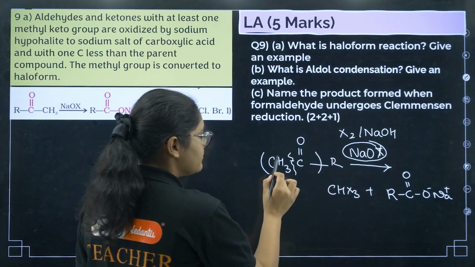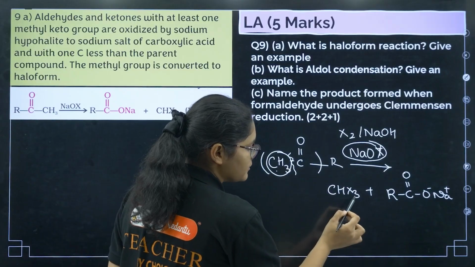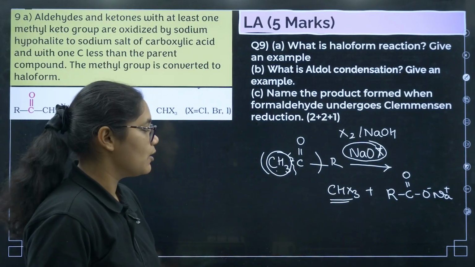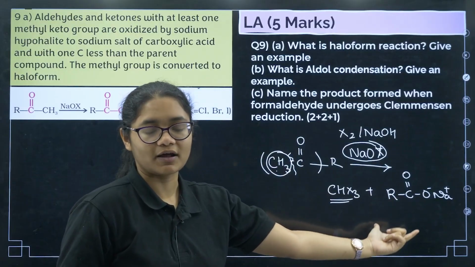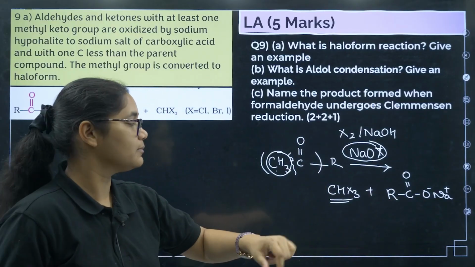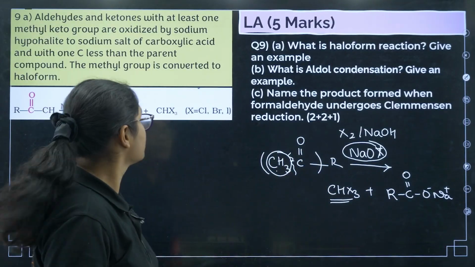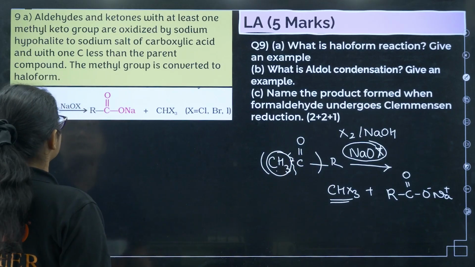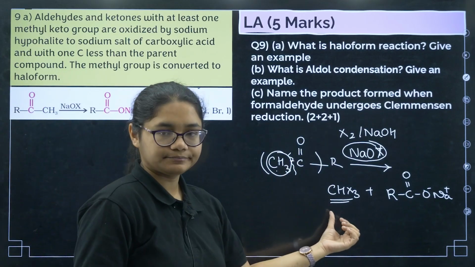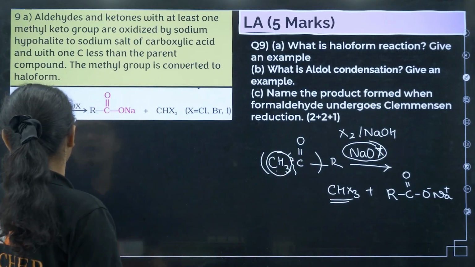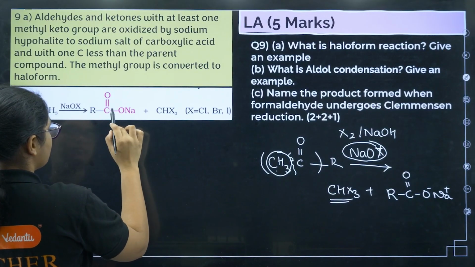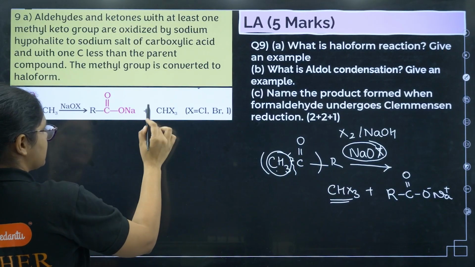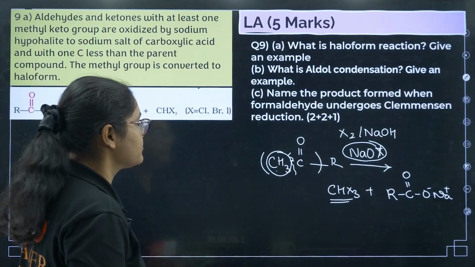So you can see here, because this bond is breaking, this carbon is forming this haloform compound. So from this group RC double bond O we are getting a salt of a carboxylic acid, but with one carbon less than the parent compound. The methyl group is converted to haloform. Clear? Now we have RCOCH3, NaOX is there, and we'll get RC double bond O, O minus Na plus, and then we have CHX3.